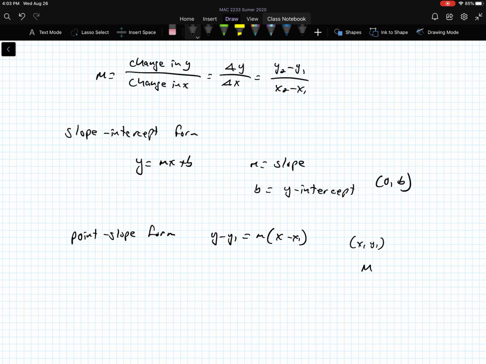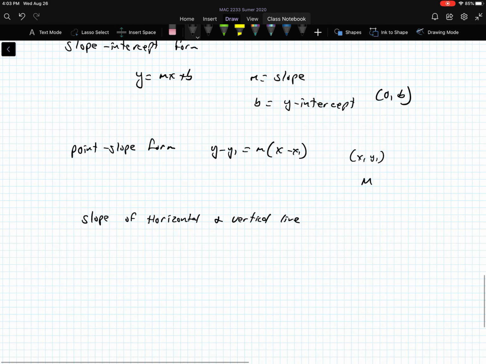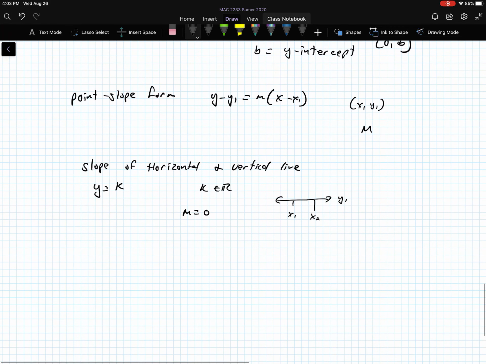The next one that we have is the slope of a horizontal line and a vertical line. So if the equation is y is equal to k, where k is some real number, then the slope is equal to 0 because it's a horizontal line. There is no change. If that's x1, x2, this remains whatever y1 is, so there's no change in that.